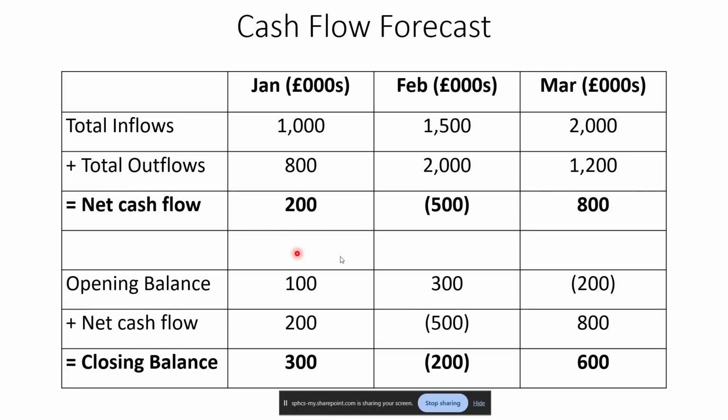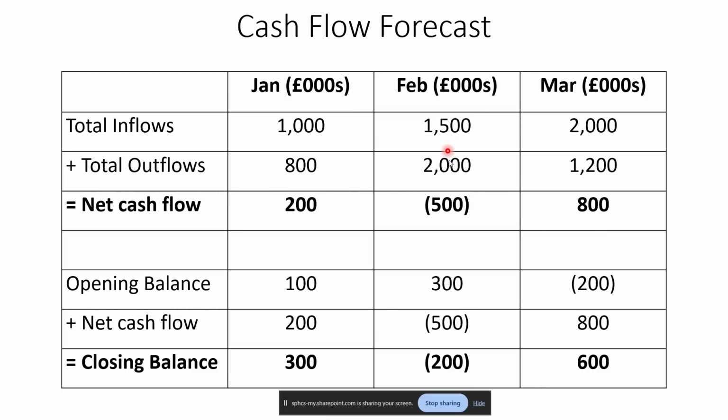The opening balance, imagine they had 100 in the bank account at the start of January. Add 200 to it. That gives us our closing balance of 300. We need to carry that closing balance from January over to the opening balance in February. And then you can see the same patterns here.